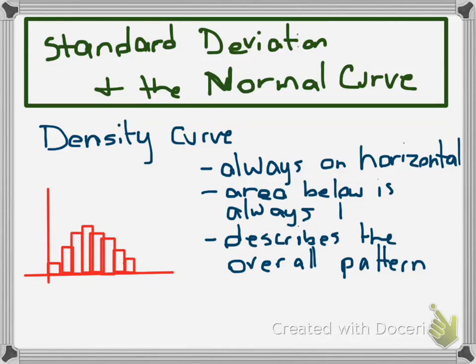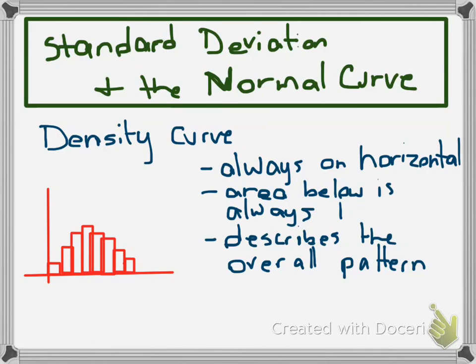But one of the most powerful uses of the standard deviation is when we apply it to the normal curve. Now, the normal curve is a special type of density curve. Now, what's a density curve? Well, a density curve is a curve that sort of shows the trend of a distribution, and it's sort of smoothed out.